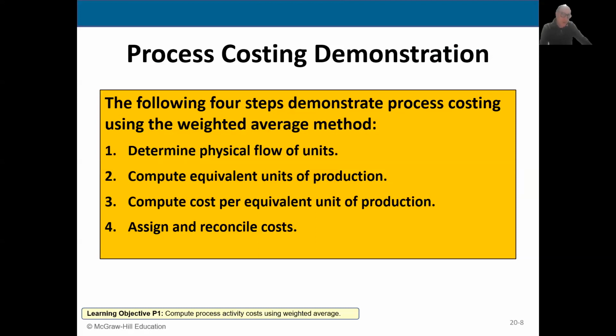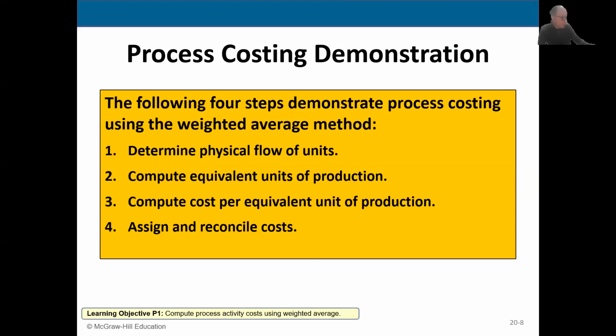First step, of course, is to determine the physical flow of units. Since we're talking about process costing, think about the physical flow that we just talked about with the chocolate example or the bottle of water example. It starts as raw materials, moves into work in process in the first department, the roasting department, then it goes into the mixing department, and then it eventually moves its way into finished goods.